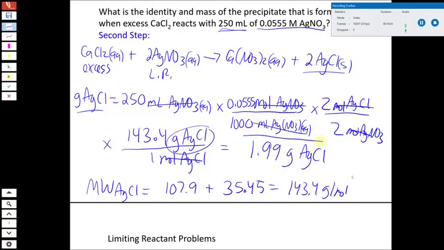All right. So most of these steps are the same as any other stoichiometry problem. We just started, instead of with a mass, we started with the volume of a solution, and a molarity was what we used to convert into moles in that first step. All right, questions on that?